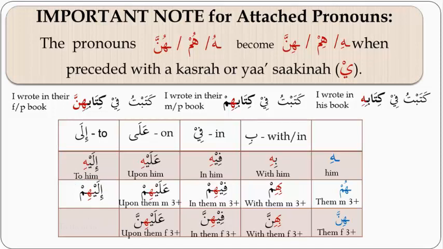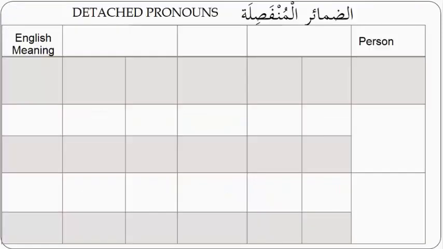Ilay, ila plus him becomes ilayhim, to them, masculine, 3 and more, right? That is plural in Arabic, right? Ilayhinna, upon them, feminine, 3 or more. Okay, so this is ad-dama'irul munfasila, the detached pronouns. We had already finished dealing with the attached pronouns. Now we are going to deal with the detached pronouns, inshallah.